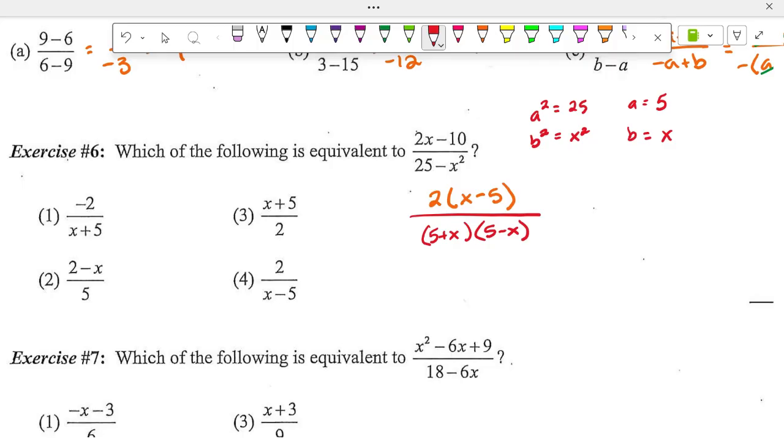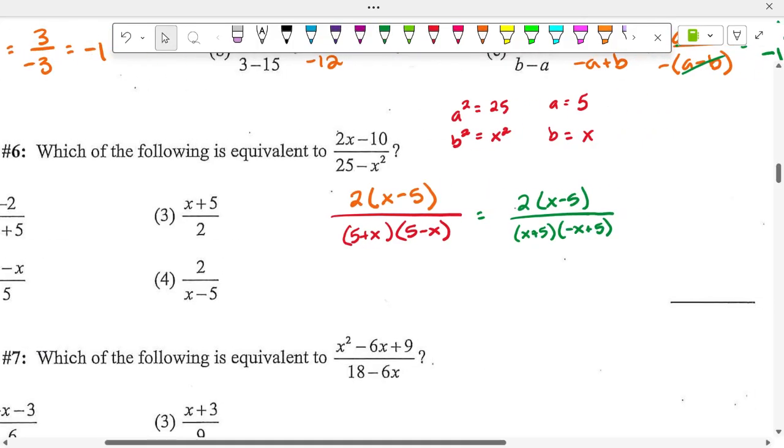Now, what I like to do is I always like to rewrite it so that the variable is in front. And you can do that as long as you keep the signs consistent. So if I rewrite this, this would be 2 times x minus 5 over x plus 5 times negative x plus 5. Now, as it stands right now, can I cross anything out? No. But could I manipulate a factor using the process that we just talked about to make another factor that I could cross out? Right, I can manipulate the negative x plus 5.